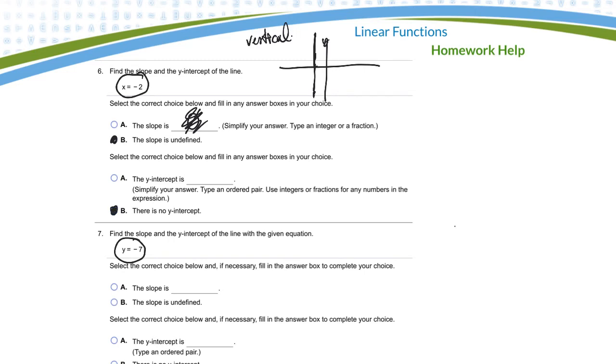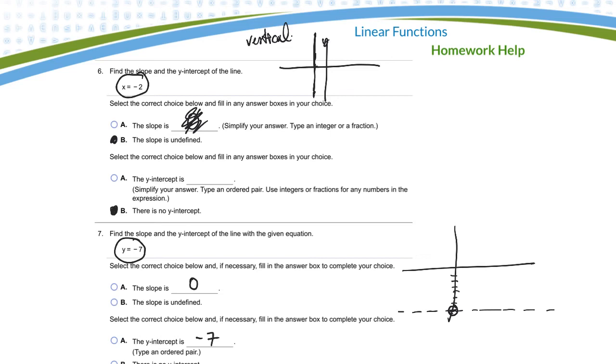The next line is y equals -7. So 1, 2, 3, 4, 5, 6, 7. And so the line would look like this. It's a horizontal line. And so they want to know what the slope is. The slope of a flat line like that is 0. And the y-intercept, it crosses right there at -7.